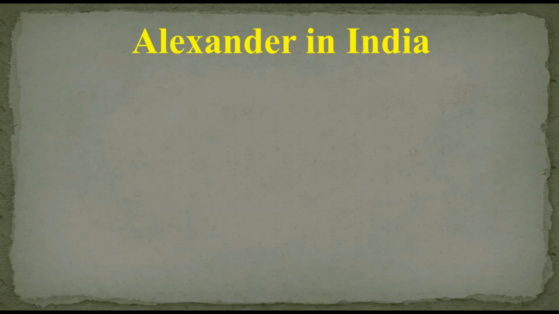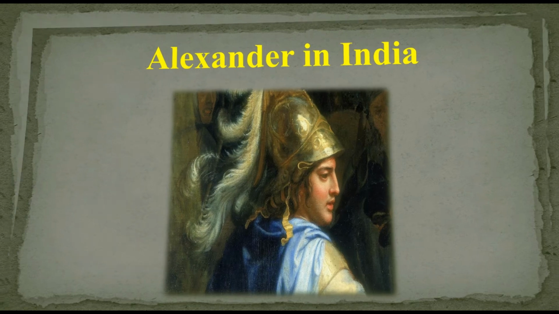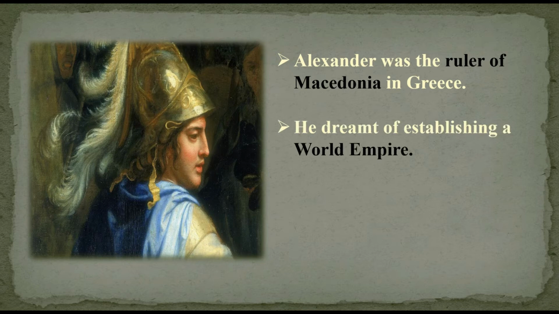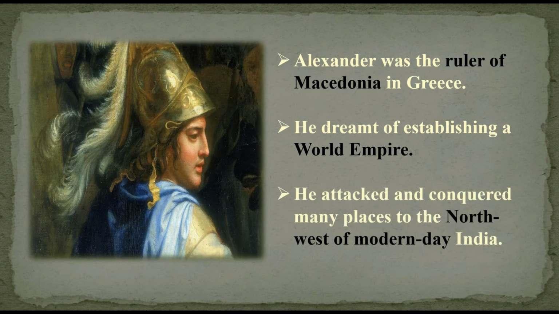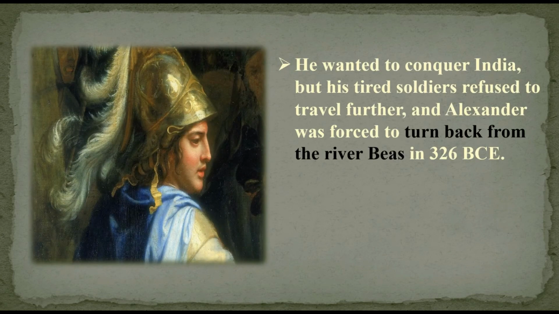Let me see Alexander in India. He's a very great person. Let me discuss about him. So, Alexander the Great was the ruler of Macedonia and Greece. He dreamt of establishing a world empire. He attacked and conquered many places to the northwest of modern day India. And he wanted to conquer India, but his tired soldiers refused to travel further.